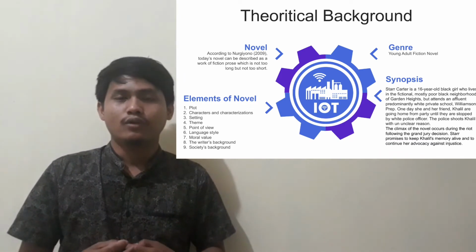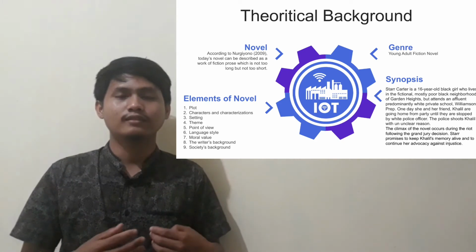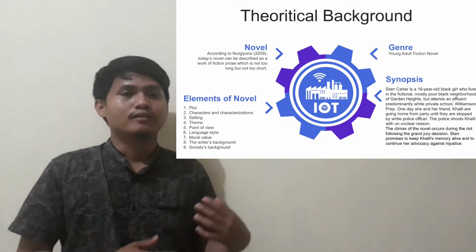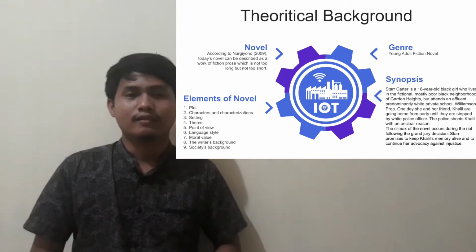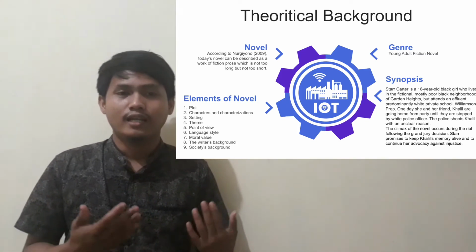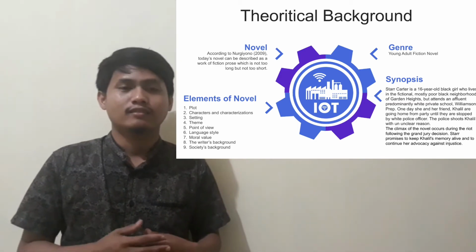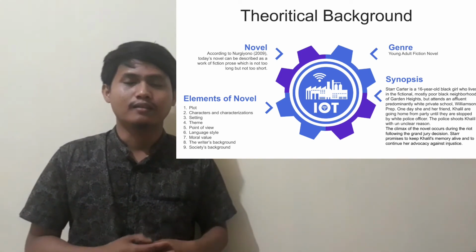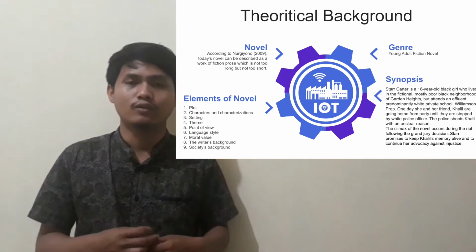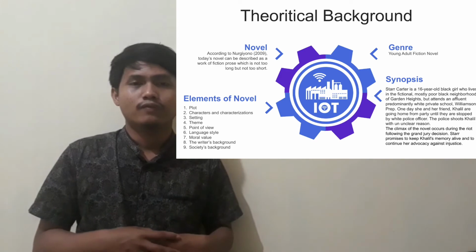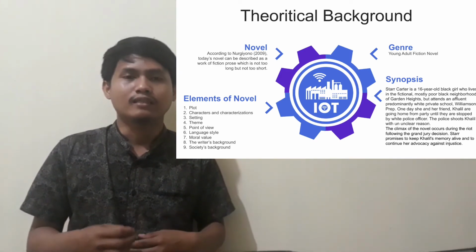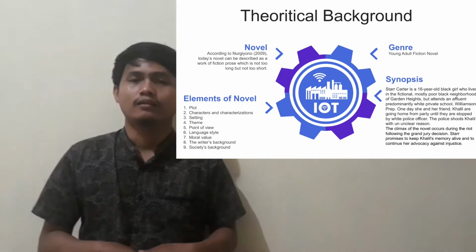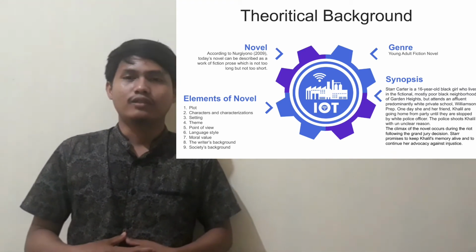the elements of novel are two types: the intrinsic elements and also the extrinsic element. The intrinsic element, there are theme, plot, characters and characterization, settings, point of view, language style, and moral value. While the extrinsic elements of novel is kind of like you won't find it in the novel. It's not written in the novel, but instead you will get it implicitly, like the writer backgrounds and the society backgrounds. And I will give some highlights of the novel synopsis.